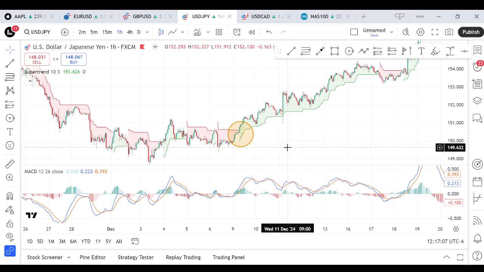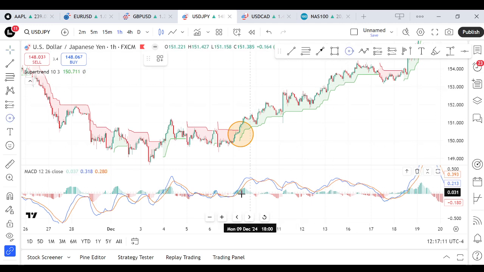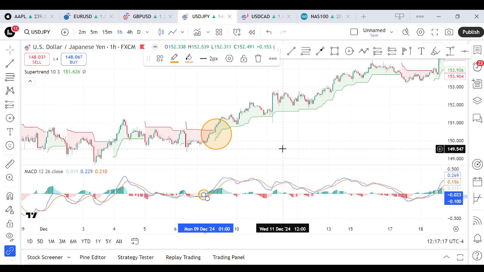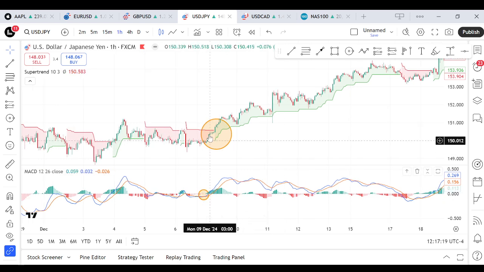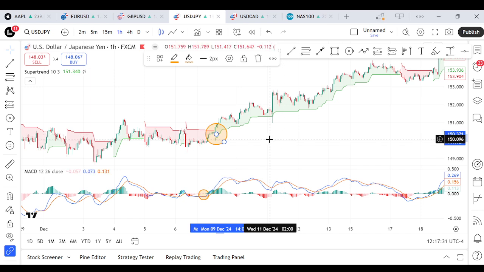The next criteria is to look for the MACD line to cross above its signal line, and you can see that happening already. That happened already here, right here. But as this happened, the Supertrend was still giving us the sell signal, so we have to wait for this buy signal, which is the Supertrend green line being below price. Then the next step is to wait for the MACD crossover.